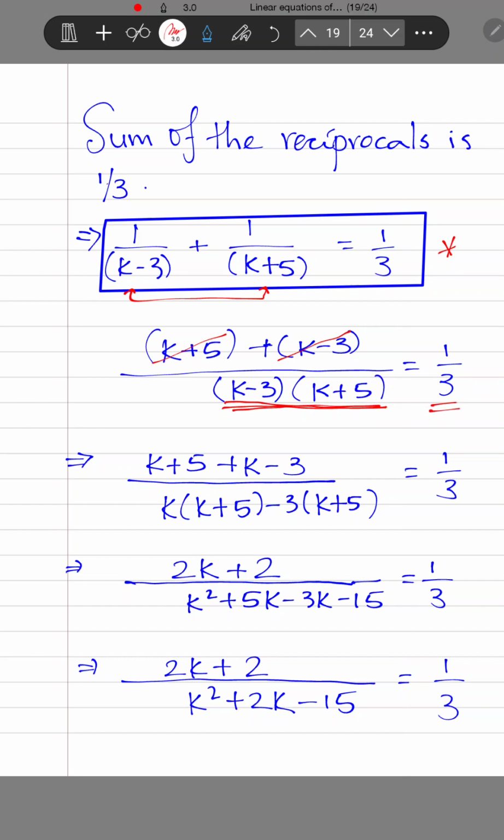Now we have this one. So the numerator is K plus 5 and K minus 3 all together. So K plus 5 plus K minus 3 is 2K plus 2. On the denominator, we need to factorize and see. We need to multiply one another and see what we have. So K into K plus 5 minus 3 into K plus 5 is going to give us K squared plus 2K minus 15, which is equal to 1/3.